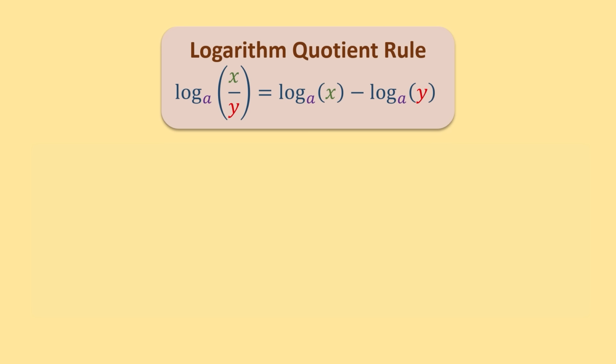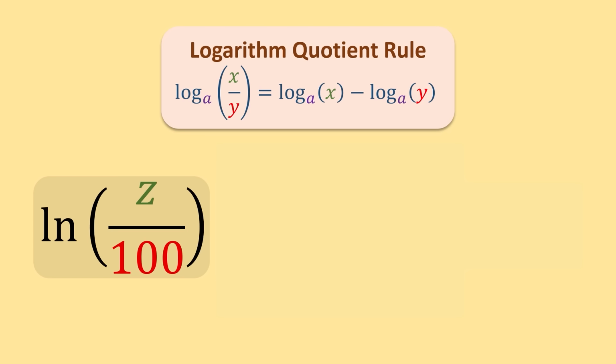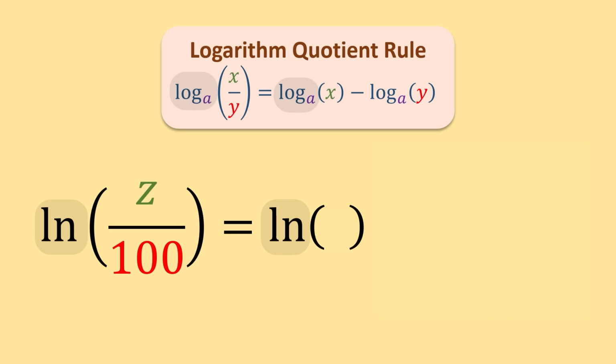Next, a quick example using the logarithmic quotient rule. Consider natural log of z divided by 100. The logarithmic quotient rule allows us to rewrite a single logarithm that contains the division of two expressions as the difference between the logarithm containing the numerator expression minus the logarithm containing the denominator expression. Down here, the expression in our numerator is z and the expression in our denominator is 100. Using the logarithmic quotient rule, I can rewrite natural log of z divided by 100 as natural log of the numerator expression, z, minus natural log of the denominator expression, 100.